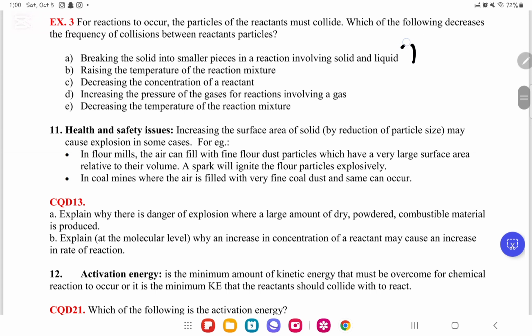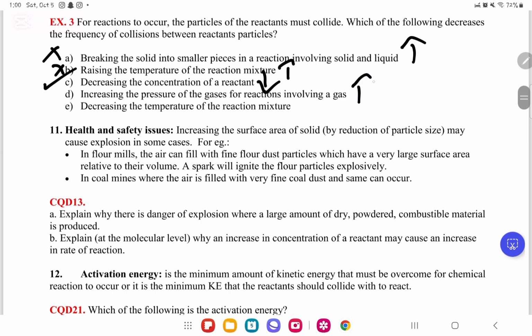It will increase the frequency of effective collisions, so it is wrong. Raising the temperature of the reaction mixture will increase it, so it is wrong. Decreasing the concentration of a reactant. It depends which reactant, but in general, yes, if you decrease the concentration, then the frequency of collisions decreases.